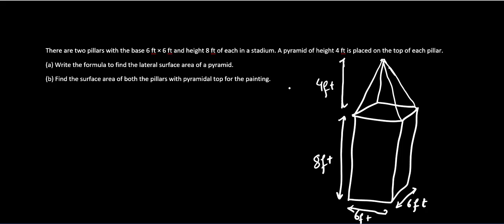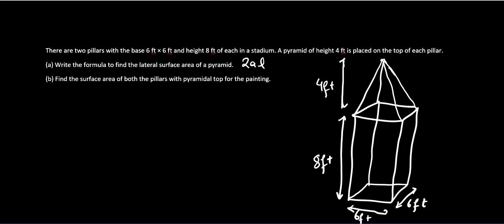Now, write the formula for lateral surface area. We all know that lateral surface area is 2AL. Now, find the surface area of both the pillars with pyramids for painting. For painting, we must realize that we do not paint on the ground. We must visualize the area that we actually require to paint. In this cuboid, we require to paint these four areas, and on the pyramid, only these triangular surfaces, not this square part, obviously because they are attached. That's why we don't paint them.